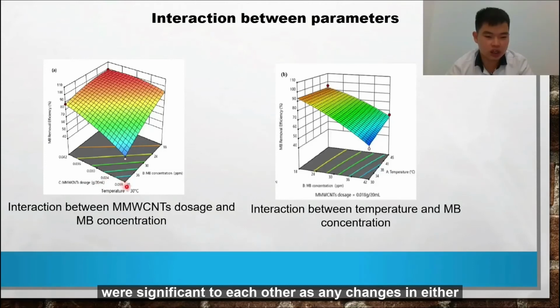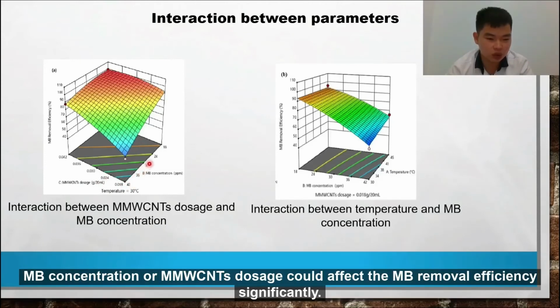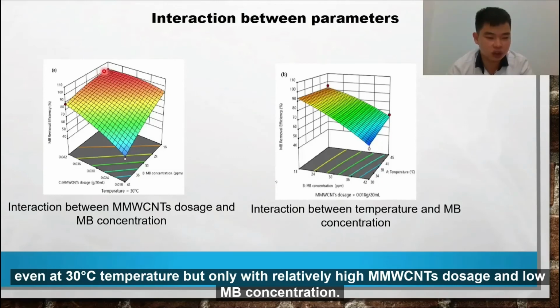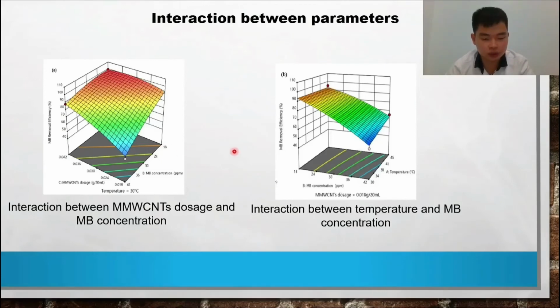As shown in figure A, both methylene blue concentration and magnetic multi-wall carbon nanotube dosage were significant to each other, as any changes in either could affect the methylene blue removal efficiency significantly. The highest methylene blue removal efficiency, which is near 100%, could be achieved even at 30 degrees Celsius, but only with relatively high magnetic multi-wall carbon nanotube dosage and low methylene blue concentration.